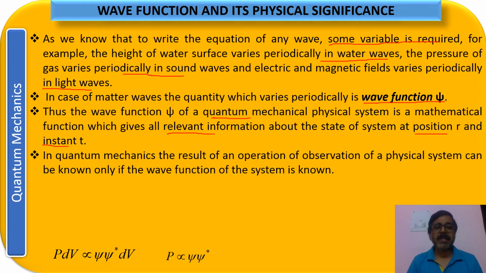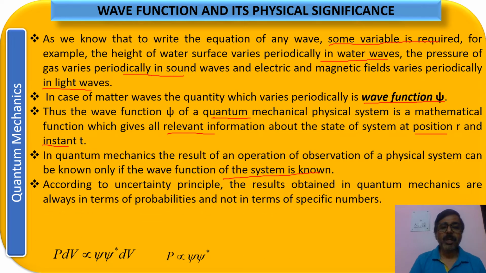The quantum mechanical result of an observation of a physical system can be known only if the wave function of the system is known. So naturally, all those properties we can only observe or visualize once we understand what the wave function psi is. According to the uncertainty principle, the results obtained in quantum mechanics are always in terms of probability and not in terms of a specific number.